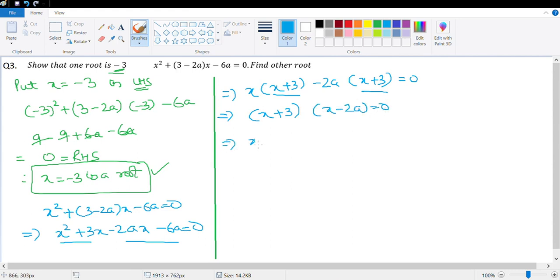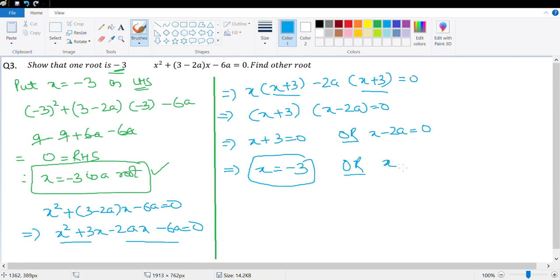This gives us x plus 3 is equal to 0, or x minus 2a is equal to 0. This gives us x is equal to negative 3, or x is equal to 2a. So we've got both the values of x, and we've also been able to prove that negative 3 is a root of the given quadratic.